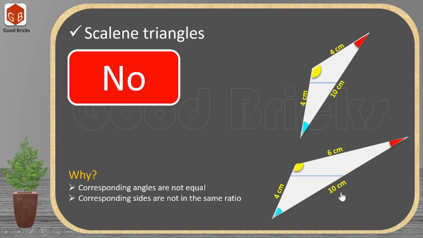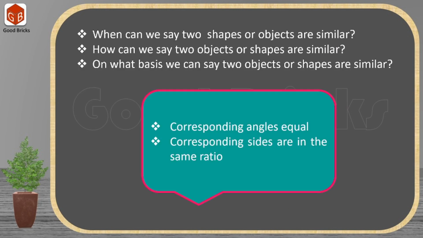Finally, the conclusion of this video is we can say two triangles are similar if their corresponding angles are equal, and one more condition, if their corresponding sides are in the same ratio, then we can say those two triangles are similar.